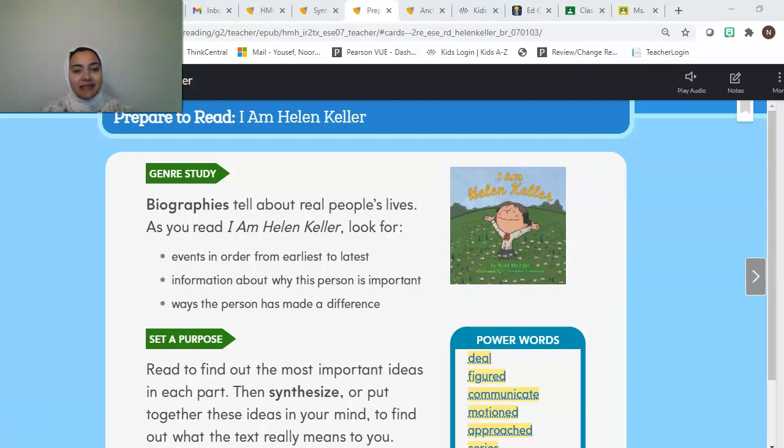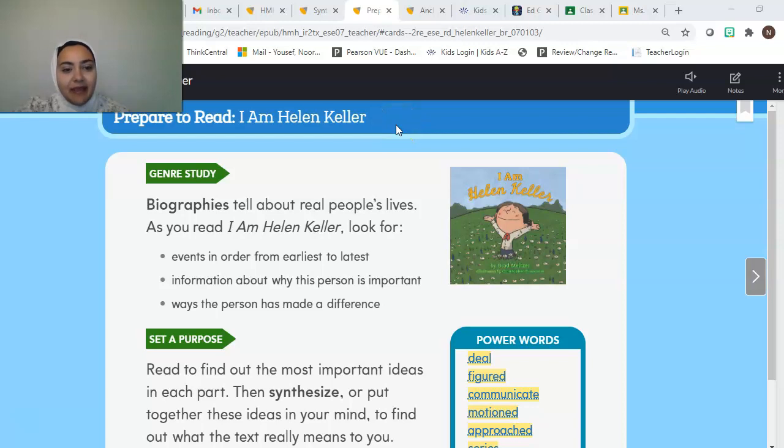So we're going to be reading the story, I Am Helen Keller. This story is in your new HMH books on page 14. So if you don't have your books out, please go ahead and get your books out, open them to page 14, and pause the video now. Okay, so now that you're back and everyone has their books, let's go ahead and get started.